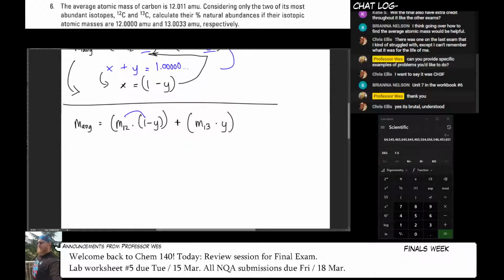And we're going to factor this in, kind of like FOIL, but we only have one thing to FOIL. That's supposed to be a 12, but for some reason my pen is connecting all the dots. So mass of carbon-12 times 1 is just the mass of carbon-12, minus Y times the mass of carbon-12, plus Y times the mass of carbon-13.